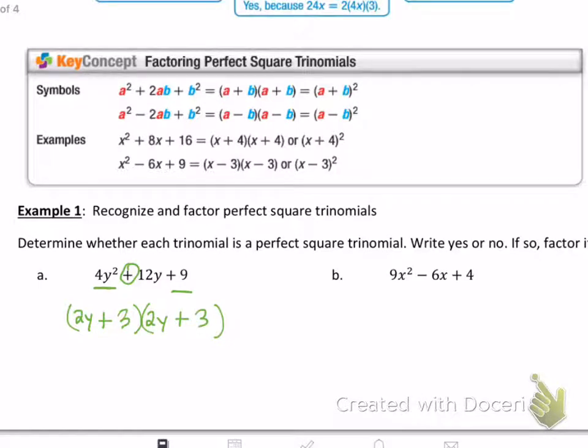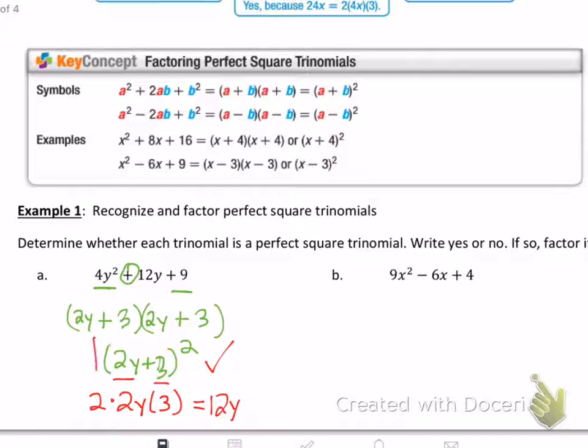Okay, now if this works out, then this should be my answer. So let's see, 2y plus 3 quantity squared. Now, if this is true, 2y and 2y, that works to get 4y squared. 3 times 3 gives me 9. If I take my terms, 2y and 3, 2y times 3, and then I double that, do I get 12y? 2 times 2y is 4y, times 3 is equal to 12y. So yes, this does work out. So that is my factor. Those are my factors of this perfect square trinomial.